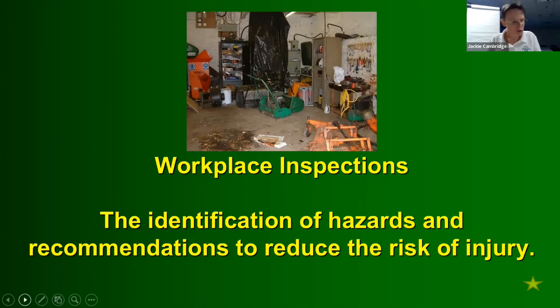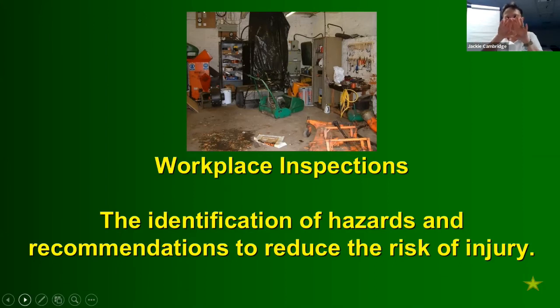A workplace inspection is similar to a risk assessment, but with a workplace inspection, you identify the hazards and then you go straight to the control measures. Whereas with a risk assessment, we say who's at risk, what's the risk, existing controls, etc. Whereas an inspection is very much here and now. I can see a trailing cable. This is what we need to do about it. I can see a blocked fire exit. This is what we need to do about it.